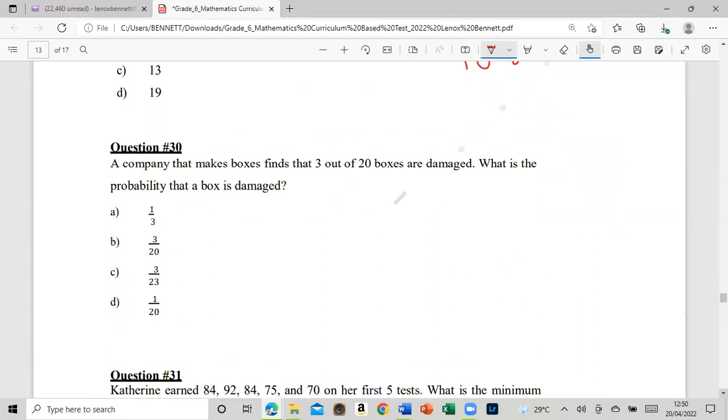The company that makes boxes finds that 3 out of 20 boxes are damaged. What is the probability that a box is damaged? Okay, 3 out of 20. So it's pretty straightforward. So it's 3 out of 20. So it was actually given.